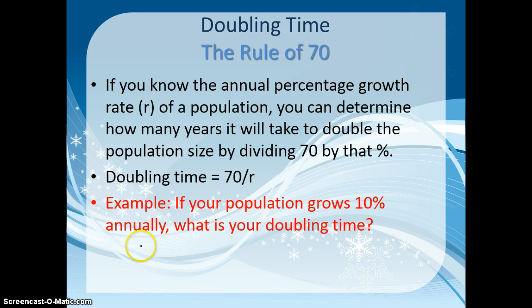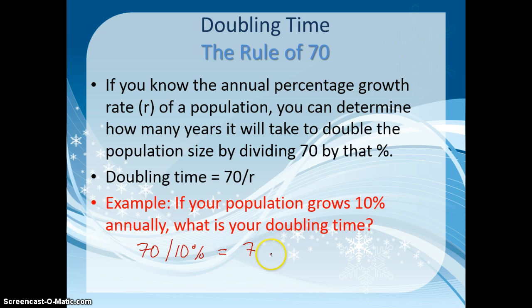So in our example here, if our population is growing 10% annually, that's telling us it's already per year. All right, it's growing 10% per year. We're going to use our rule of 70, and we're going to take 70 and just divide it by our 10%, and that is going to basically tell us the doubling time. So if you go ahead and do that, of course, 70 divided by 10 gives us 7.